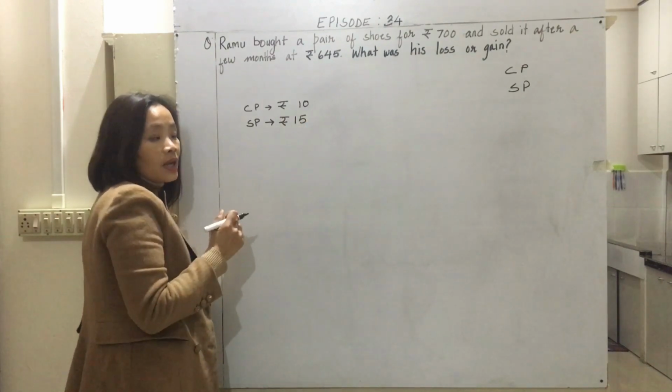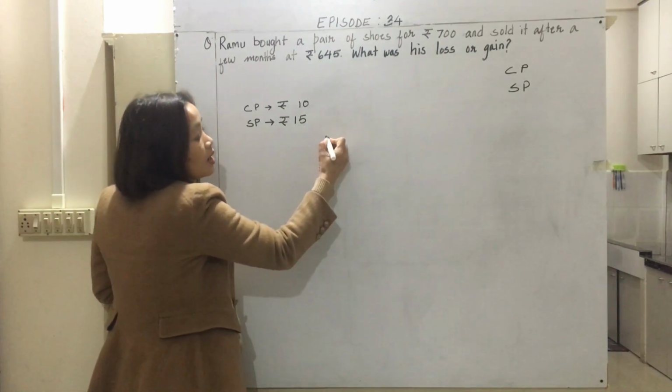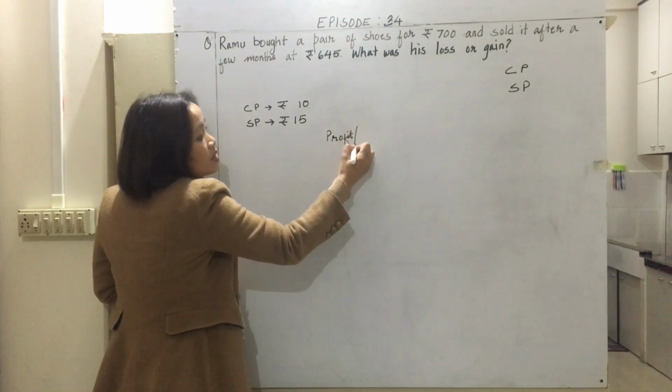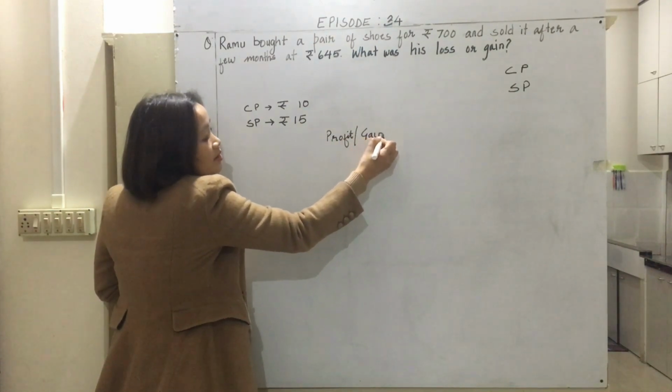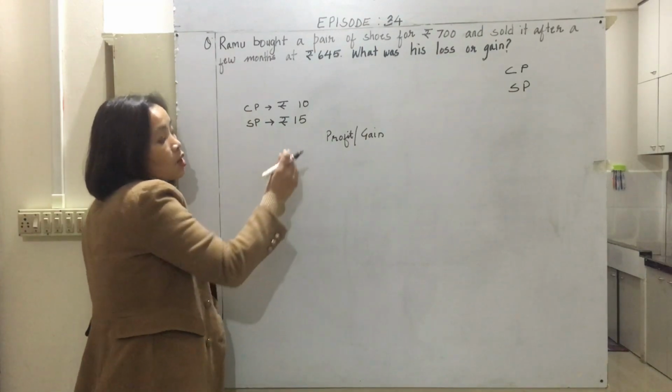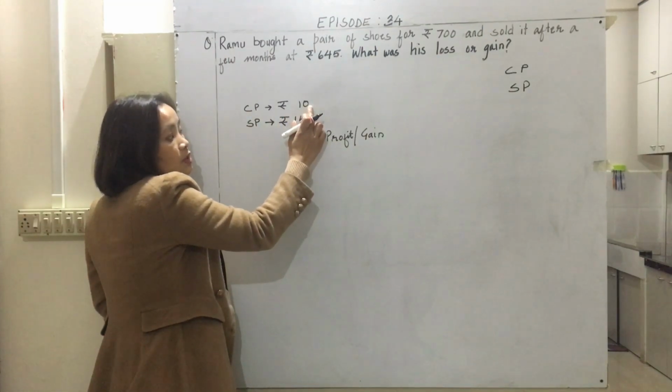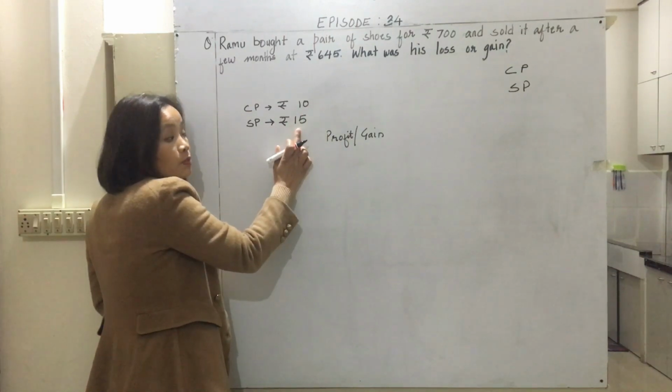Profit, or sometimes we use the word gain, right? That means how much do you get as a profit when you bought a pen for 10 rupees and sold it for 15 rupees?